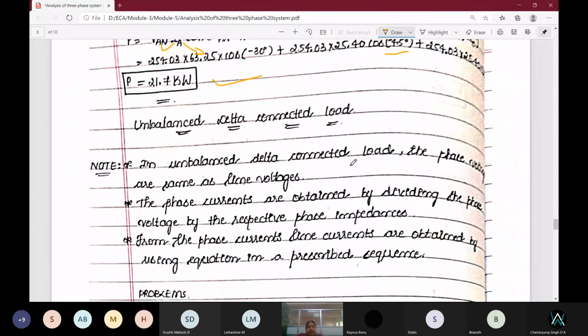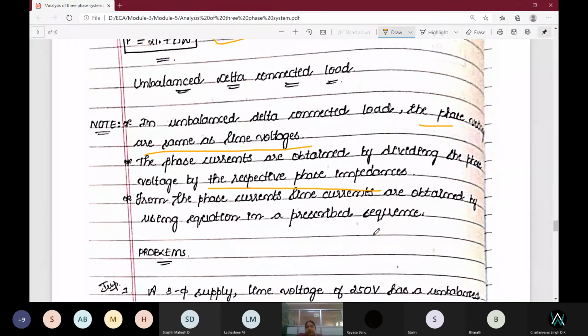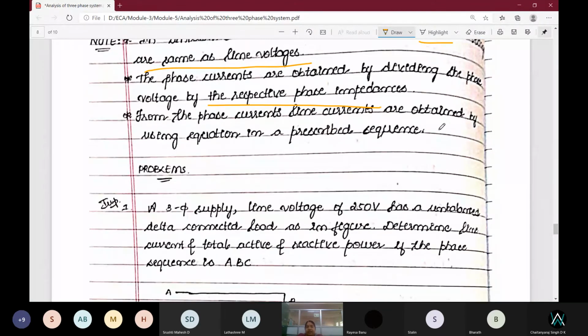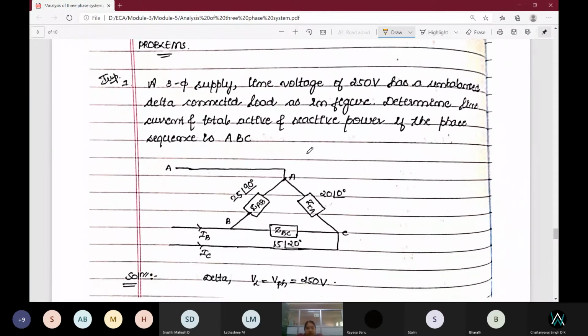Next, we'll go with this unbalanced delta connected load. In unbalanced delta connected load, the phase voltages are same as line voltages. That is the first point. The phase currents are obtained by dividing the phase voltage by respective phase impedances. From the phase currents, line currents are obtained by using the equation. Okay. So we'll just see one example of delta also.